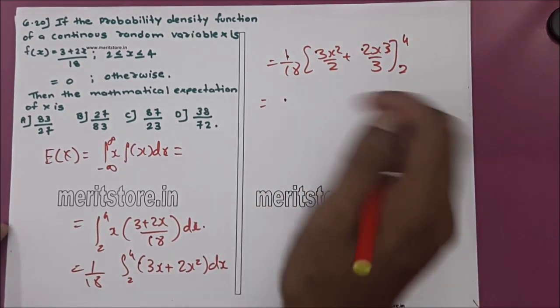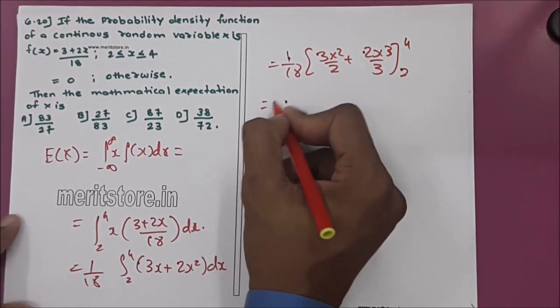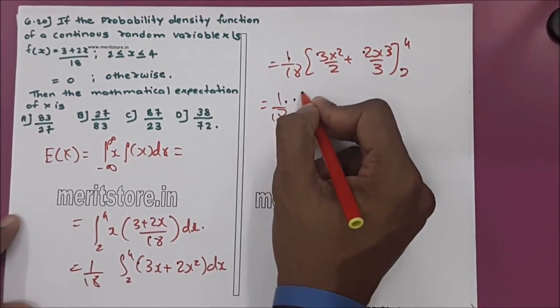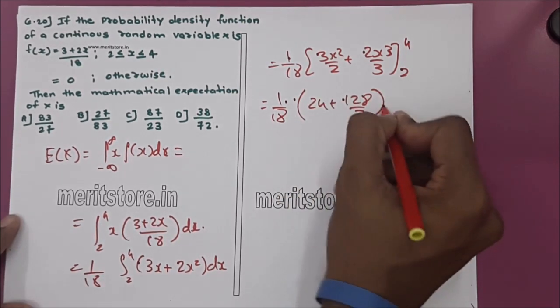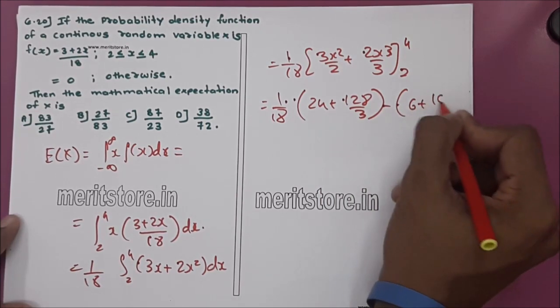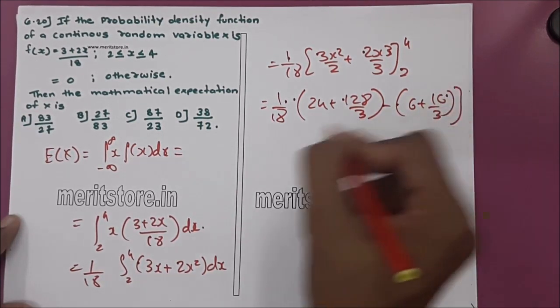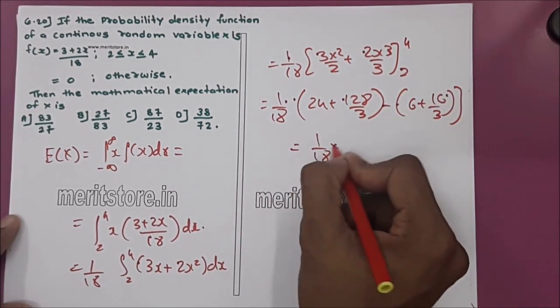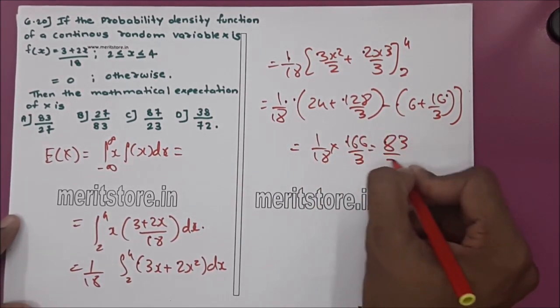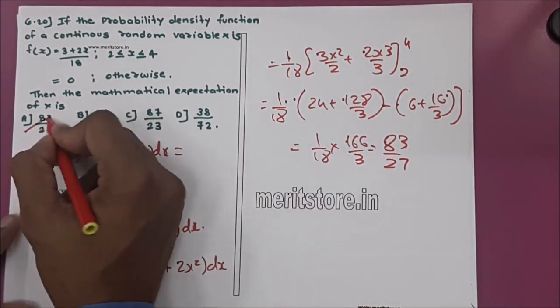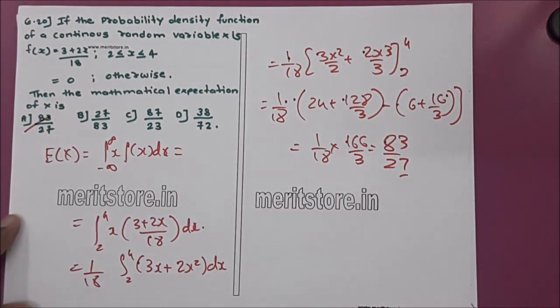We substitute the limits in x, we get 1 by 18 times 24 plus 128 by 3 minus 6 plus 16 by 3, which is 1 by 18 into 166 by 3, which is equal to 83 by 27, which is option A. Option A is the correct answer.